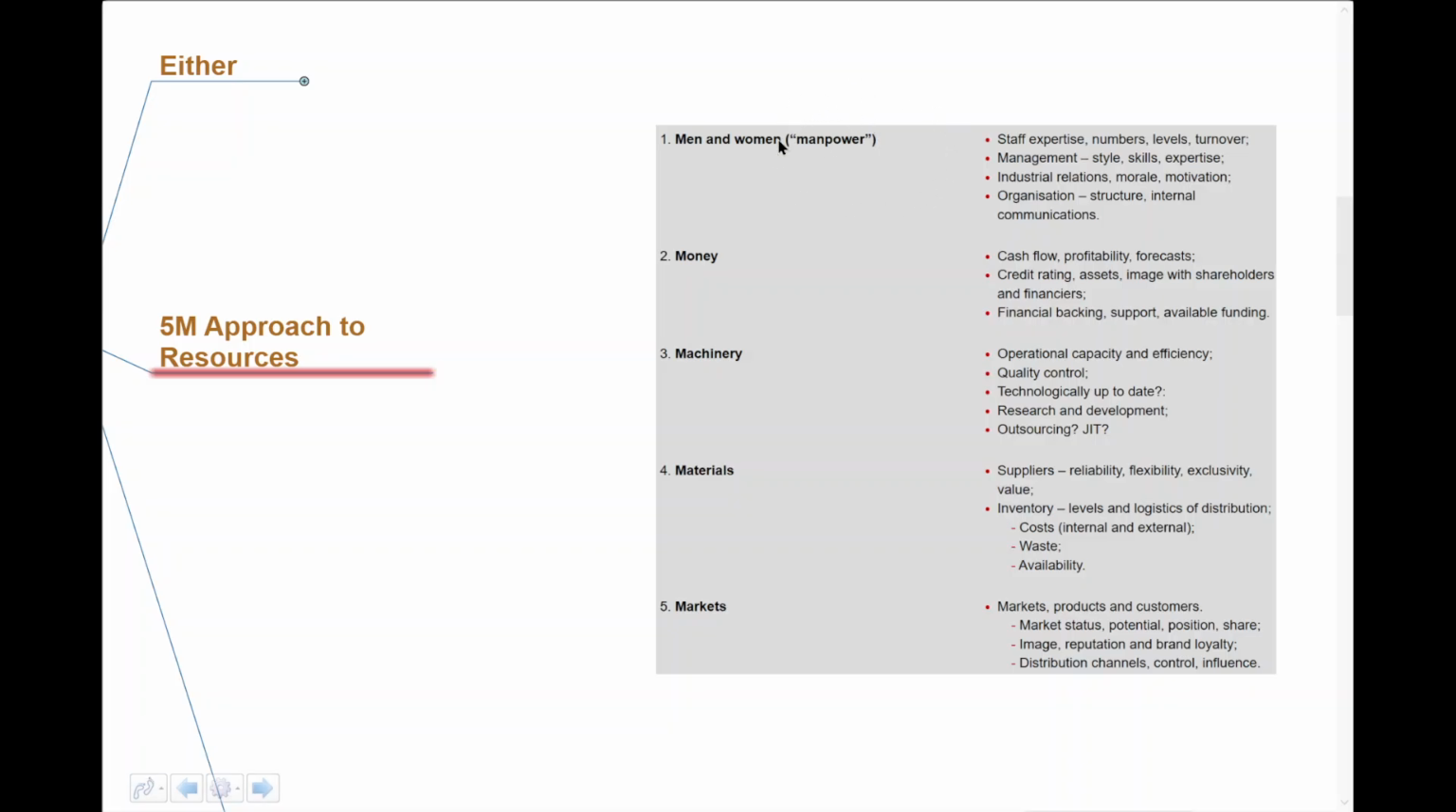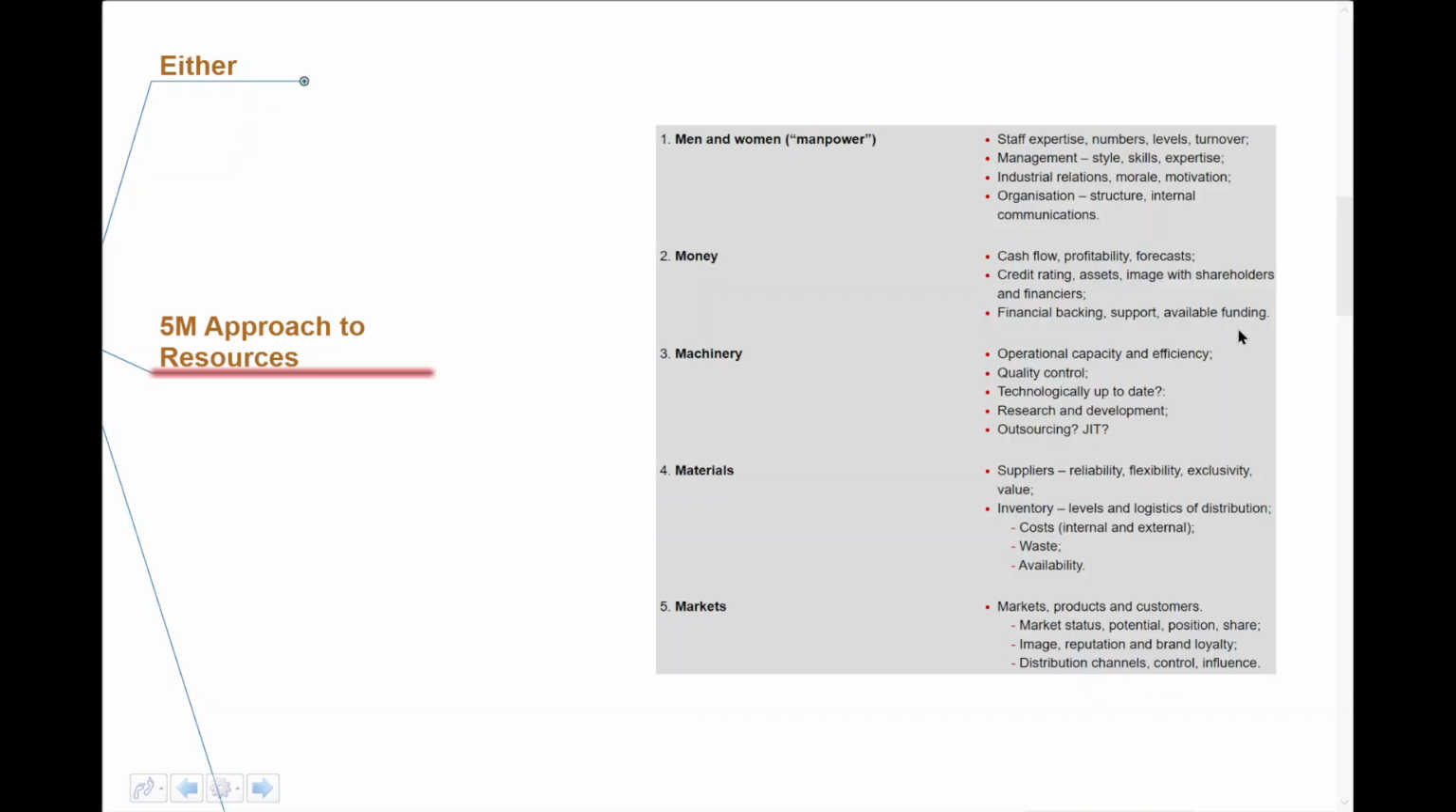And what do we have, resource-wise, asset-wise, that other companies do not have in a manpower sense? Second M, money, probably an obvious one here. Cash is king. We need money, but what do we have? What do we have in terms of future profitability? What's our cash flow like? What about getting access to cash? What's our credit rating like? And what's our relationship and image with shareholders and financiers? Because if we need more financial backing, that's where we're going.